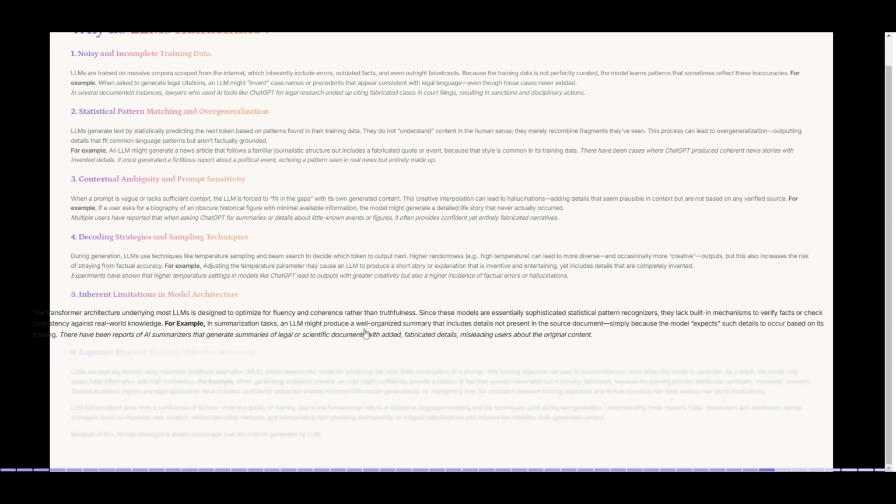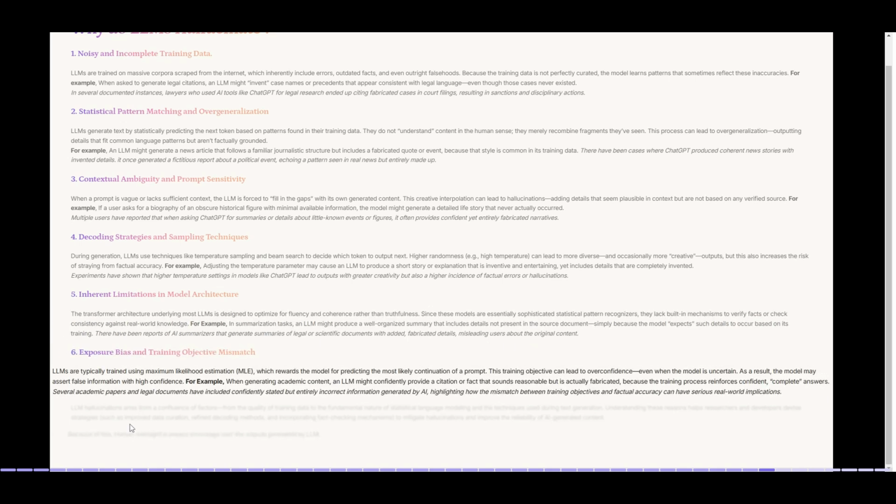For example, in summarization tasks, an LLM might produce a well-organized summary that includes details not present in the source document, simply because the model expects such details to occur based on its training. There have been reports of AI summarizers that generate summaries of legal or scientific documents with added fabricated details, misleading users about the original content.